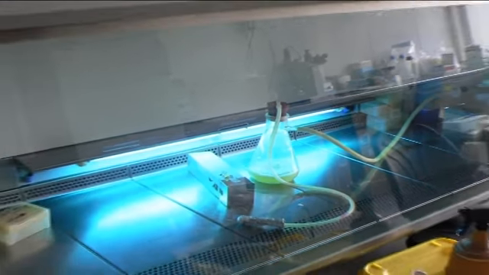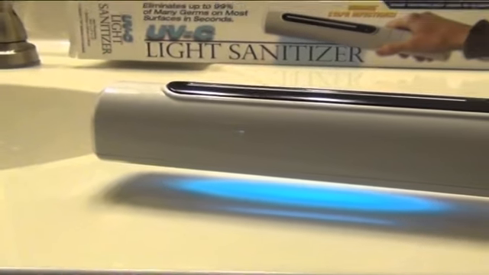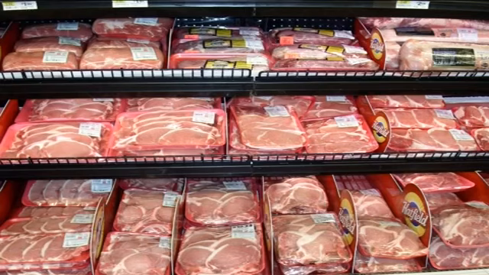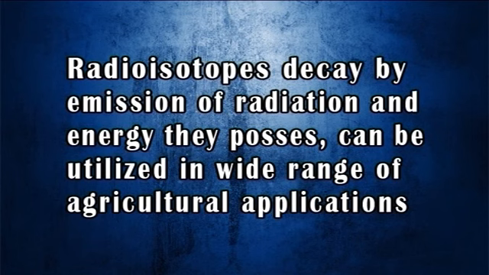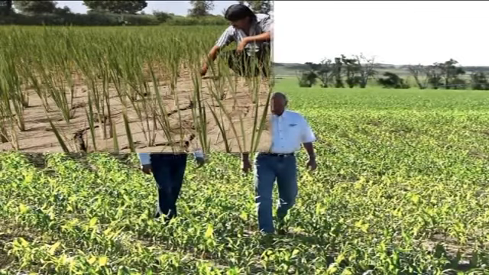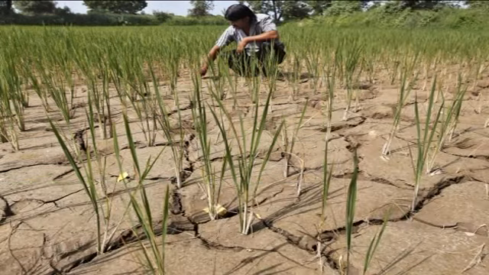Radiation is used to kill bacteria, molds and other microorganisms in strawberries, onions, potatoes, meats and spices, preventing the food from spoiling and making it safer to eat. Radioisotopes decay by emission of radiation and the energy they possess can be utilized in a wide range of agricultural applications. Nuclear scientists and technologists are unlocking the secrets of many agricultural problems which would not have been possible with conventional methods.